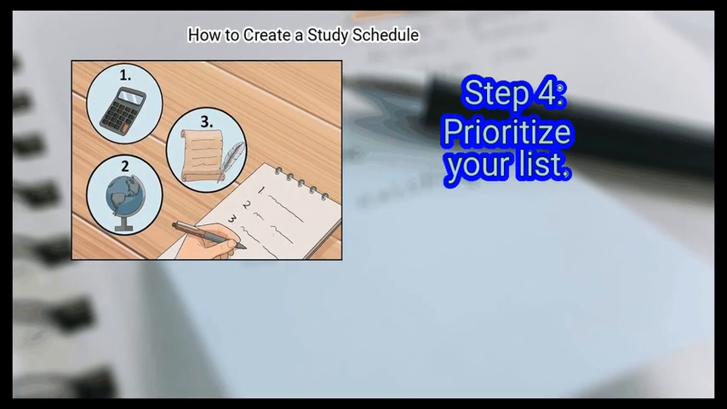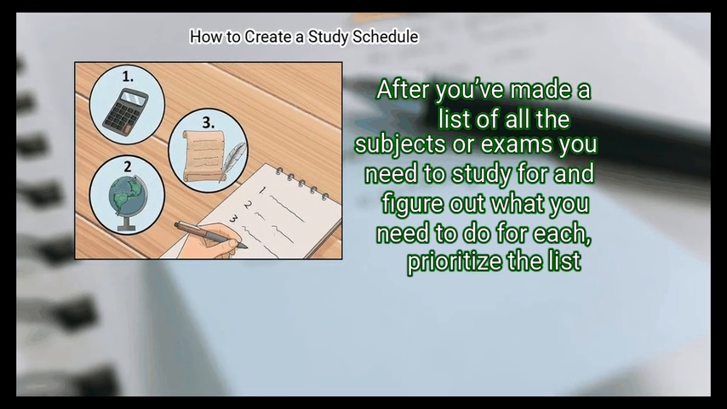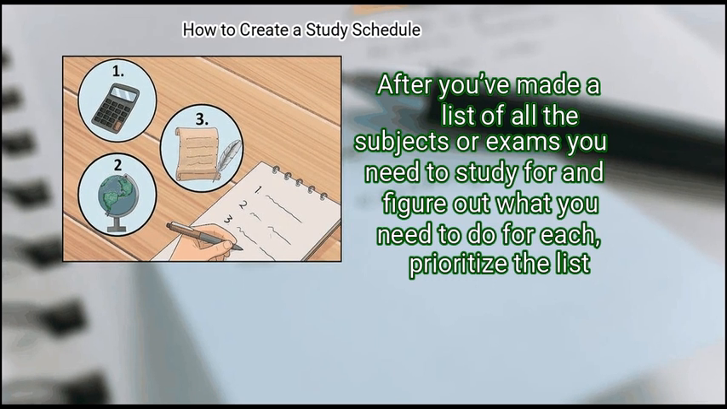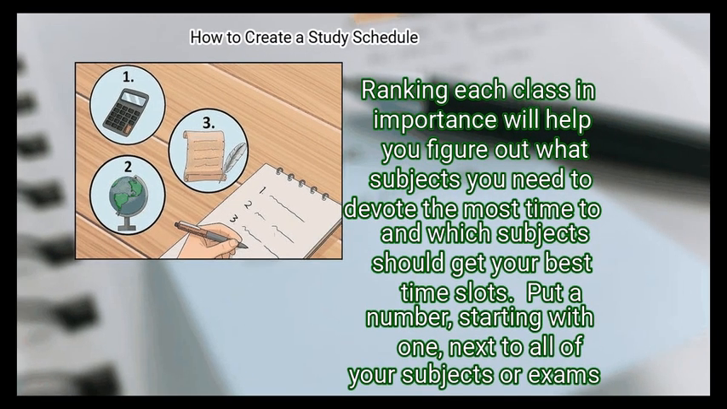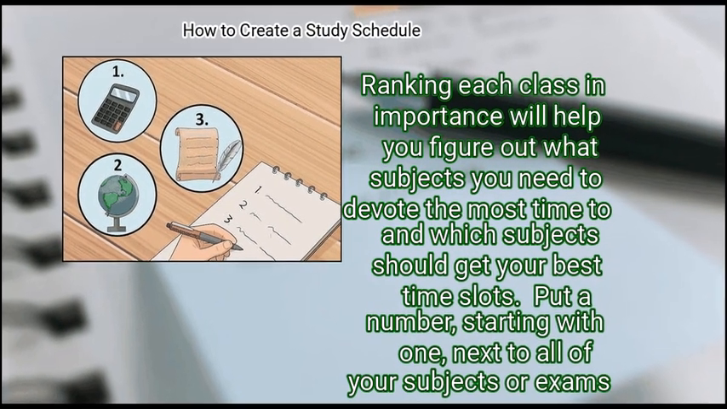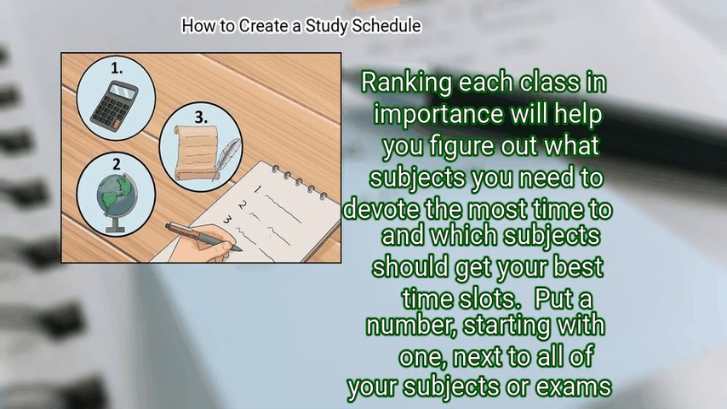Step 4. Prioritize your list. After you've made a list of all the subjects or exams you need to study for and figured out what you need to do for each, prioritize the list. Ranking each class in importance will help you figure out what subjects you need to devote the most time to and which subjects should get your best time slots.